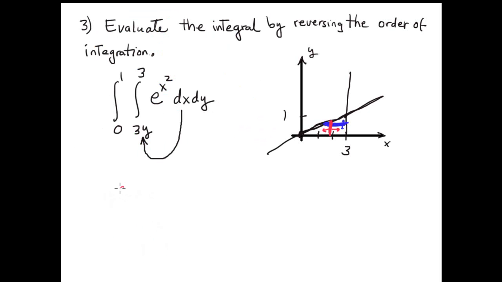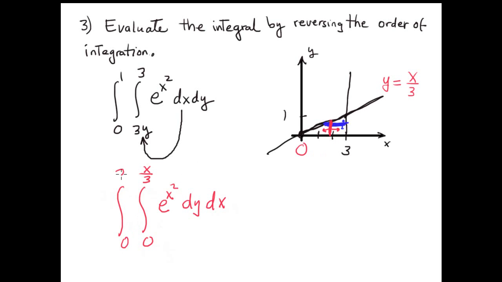Okay, the double integral of e to the x squared, now dy dx. There, y varies from 0, which is this, to the y value of this line. Okay, the y value of this line is x over 3. And x varies from 0 to 3. Okay, I reverse the order. Now we solve that.